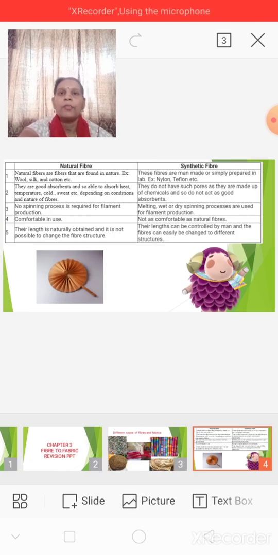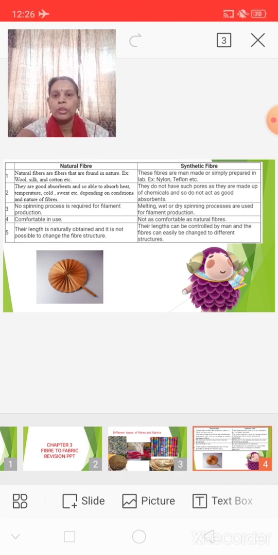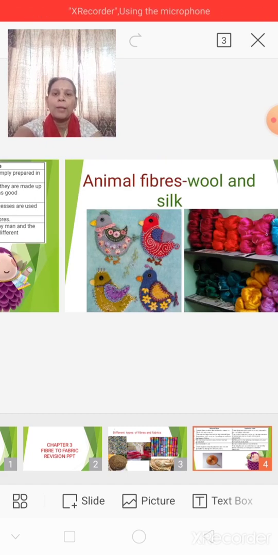Now, when we talk of natural fibers and synthetic fibers, natural fibers are found in nature. For example, wool, silk, cotton, jute, etc. These are provided to us by nature. Whereas on the other side you have the synthetic fibers. These fibers are made by man; they are man-made fibers. Examples are nylon, rayon, Teflon, etc. So many are there. And apart from that, you have the advantages and disadvantages of both types of fibers and fabrics.